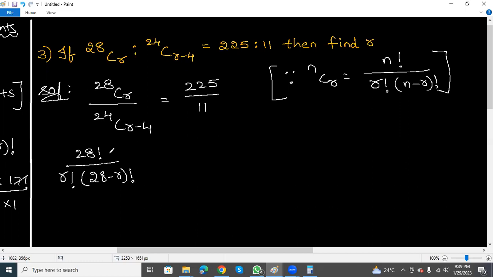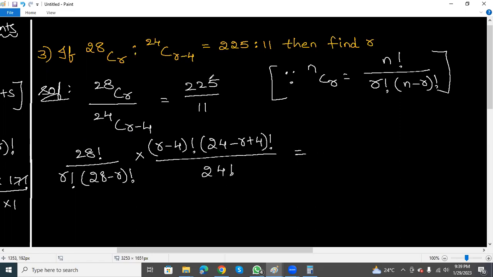If we do this, one more fraction we will get in the denominator. So for that fraction, we'll put the multiplication sign and reciprocate that fraction. So we will get (r minus 4) factorial times (24 minus r plus 4) factorial, since 24 minus (r minus 4) is 24 minus r plus 4, all divided by 24 factorial. That is equal to the RHS, same, 225 over 11. First, I have written this 28Cr by applying the formula.